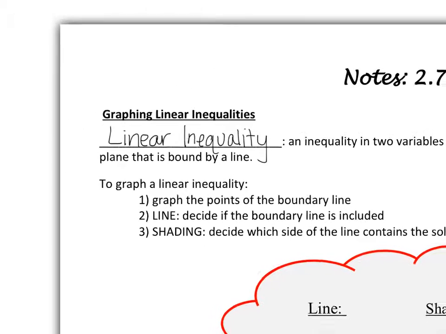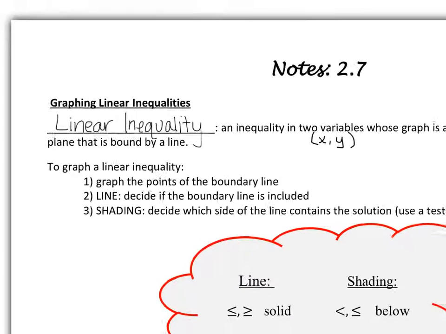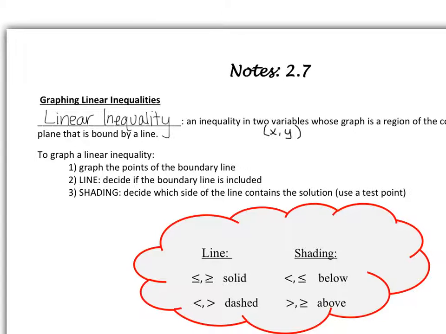And it's an inequality in two variables, meaning x and y, whose graph is a region of the coordinate plane that is bound by a line. So we're not just graphing a line this time, we're going to graph an area. Okay, so we're going to shade, we're going to color.